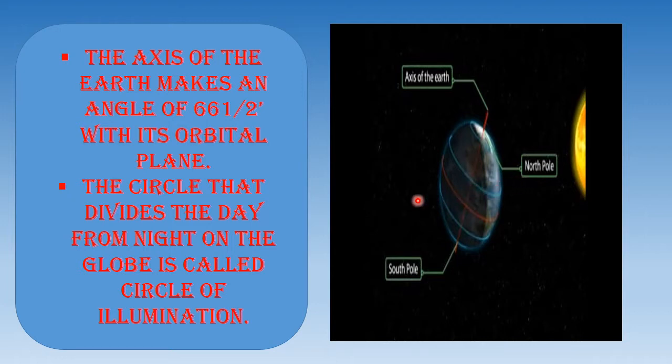This line, if I draw it here, will be our orbital plane line. So this angle would be 66.5 degrees. So the axis makes an angle of 66.5 degrees with the orbital plane, and the circle that divides the day from the night on the earth is called the circle of illumination.